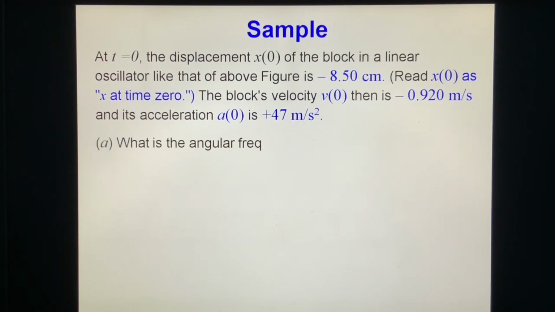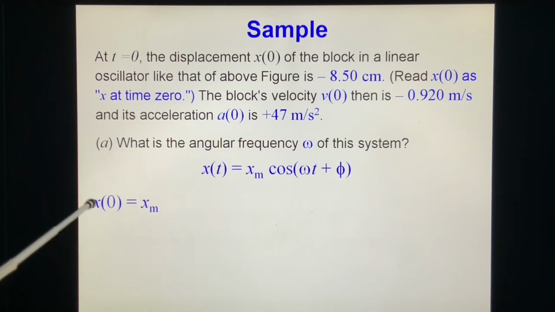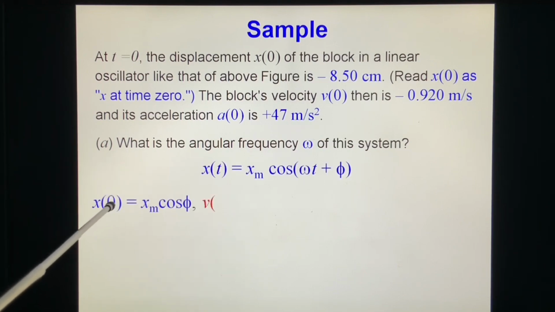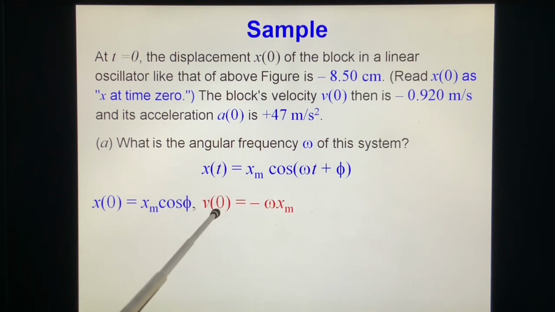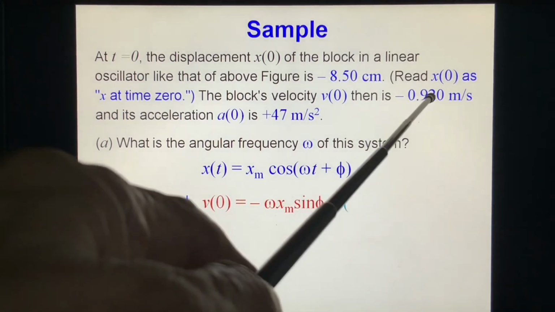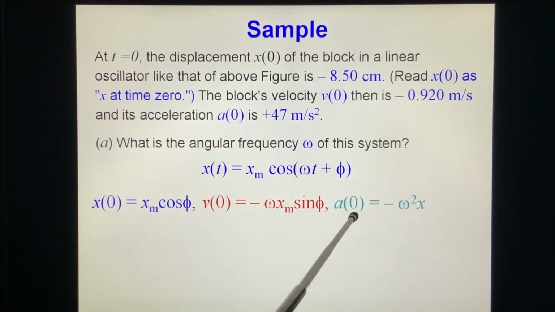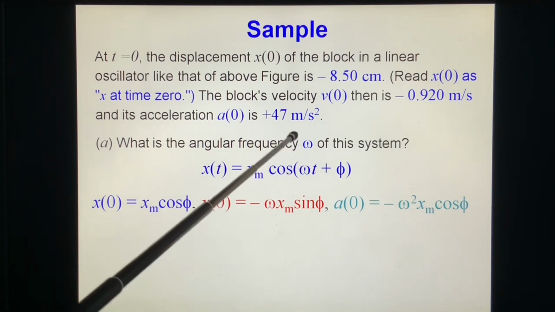Question A. What is the angular frequency omega of this system? Omega equals square root of k over m. We don't have this information in this question. What we do have are 3 conditions. We know x at time 0 is this, v at time 0 is this, and a at time 0 is this. We know these numbers, and we want to find omega. We look at this one.